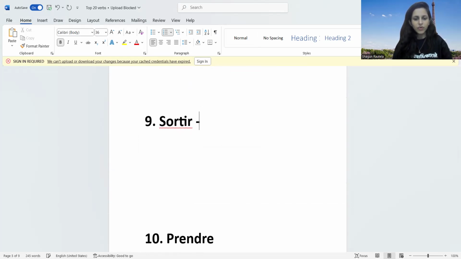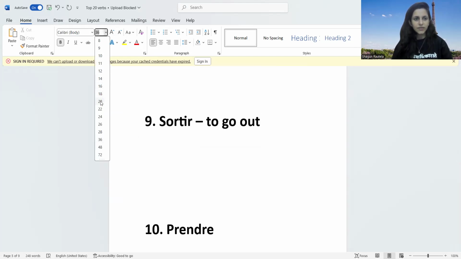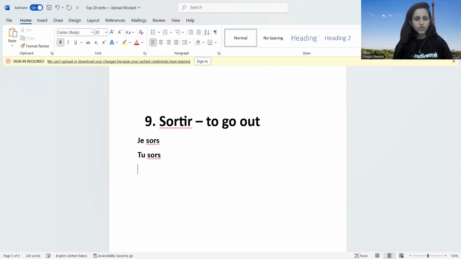Sortir, very important verb again, to go out. Let's see this in present tense. Je sors, tu sors, elle sort, nous sortons, vous sortez, elles sortent.